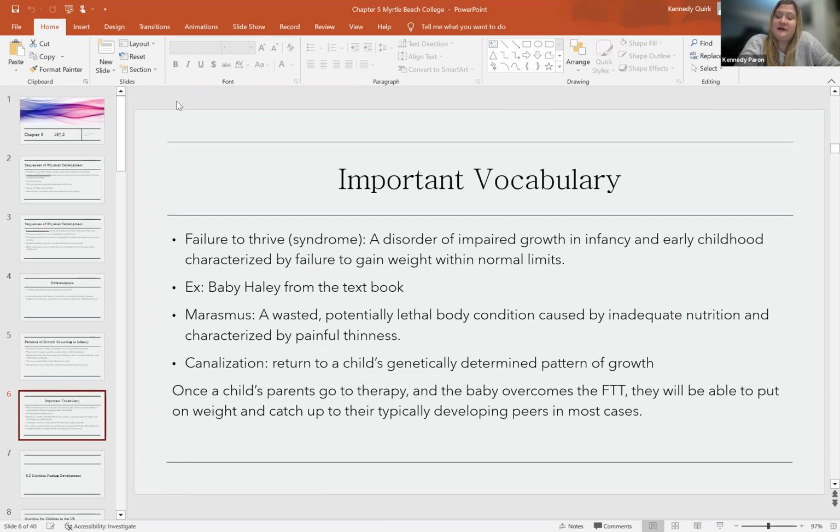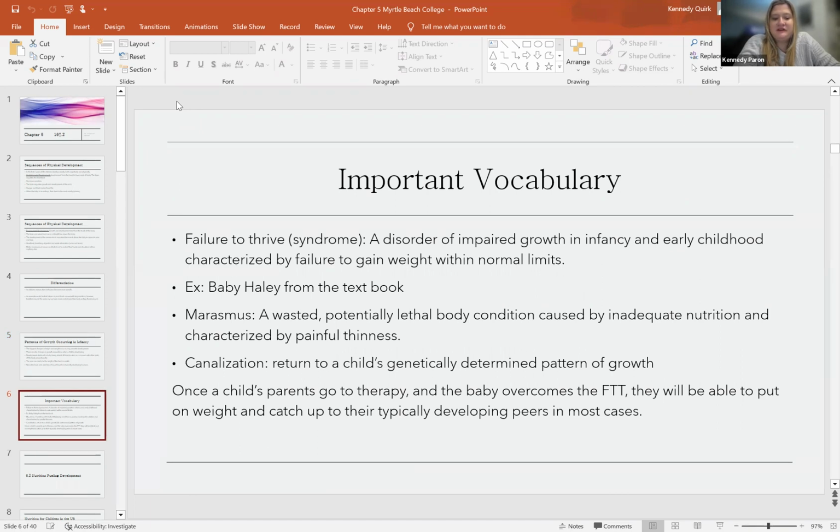So some important vocabulary that we're going to discuss in this section: failure to thrive, FTT. This is a syndrome or disorder that impairs growth in infancy and early childhood and is characterized by failure to gain weight within normal limits. An example would be baby Haley from the textbook.